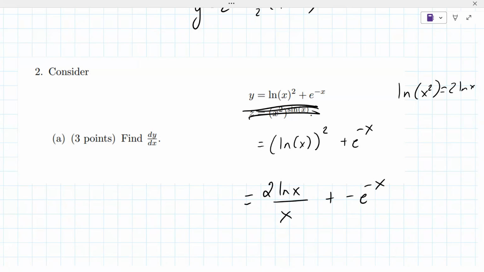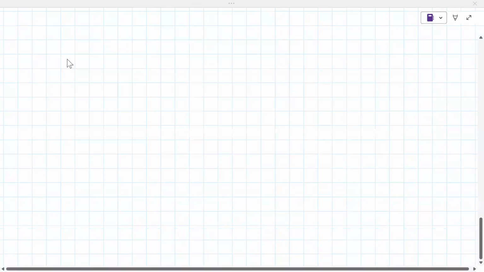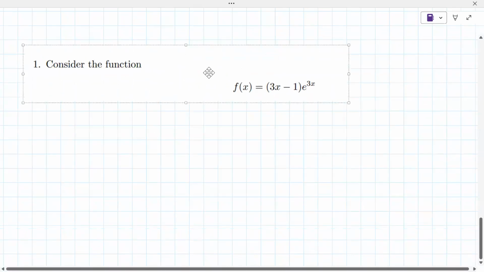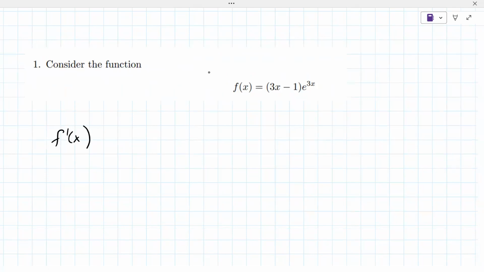All right, so let me find another problem here. Okay, so this one I want you to find the first derivative of.